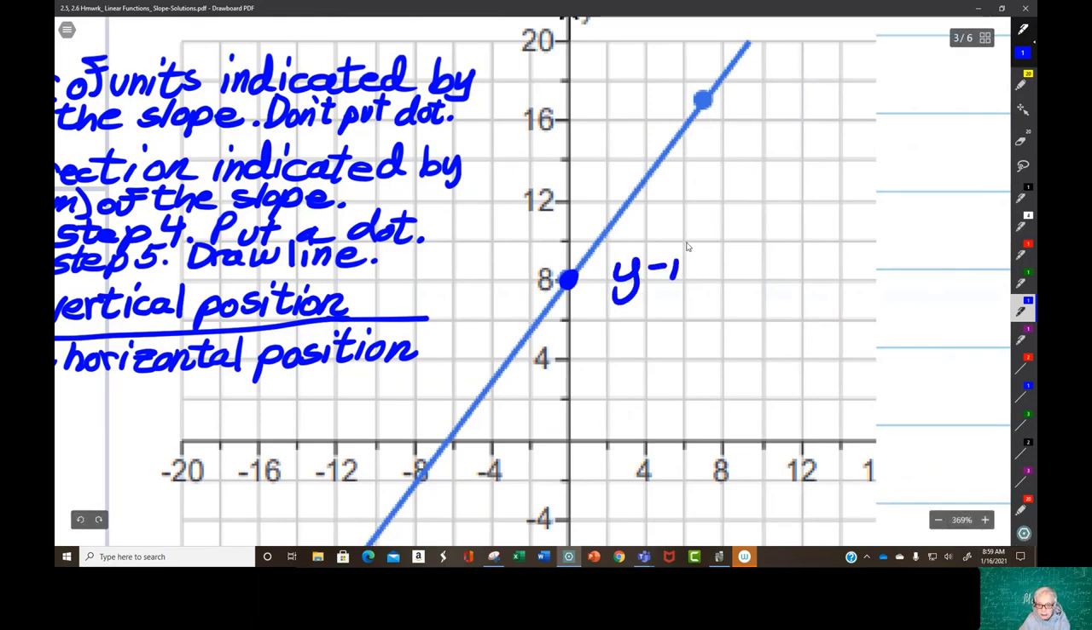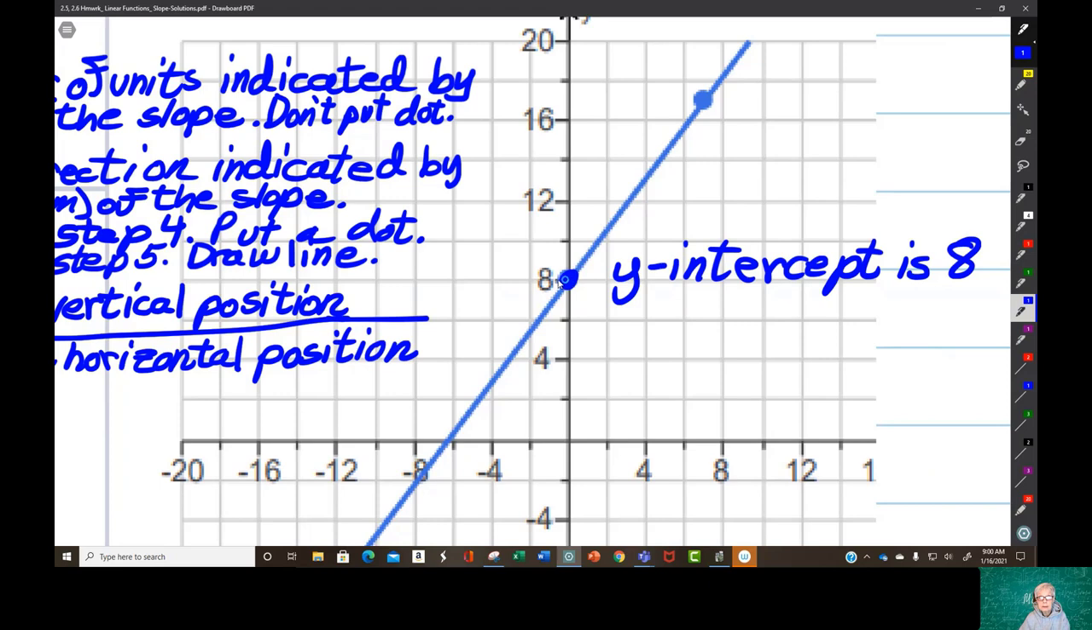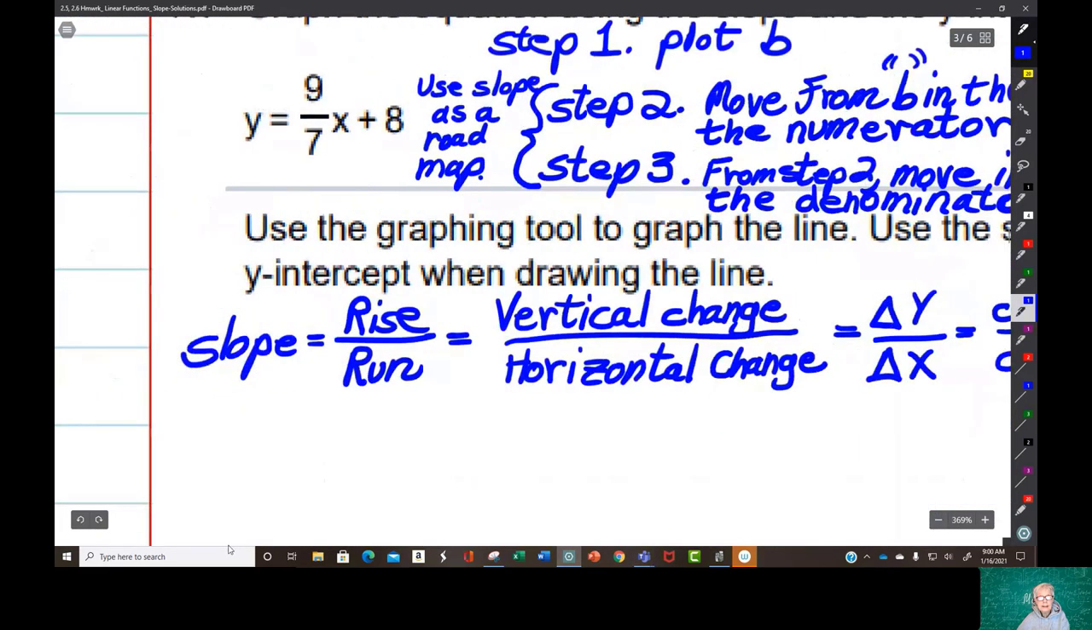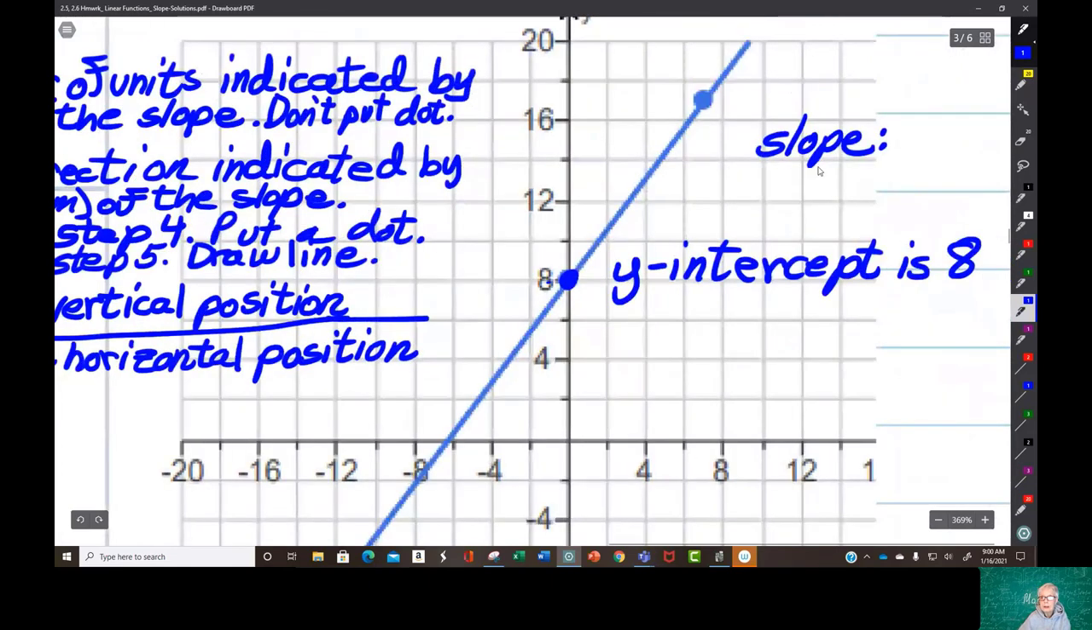The y-intercept is 8. 8 on the y-axis. Now, the slope, I want to write it up here, slope. I think it's 9/7, but I'm going to go back and look. 9/7. 9 is a positive number. 7 is a positive number.